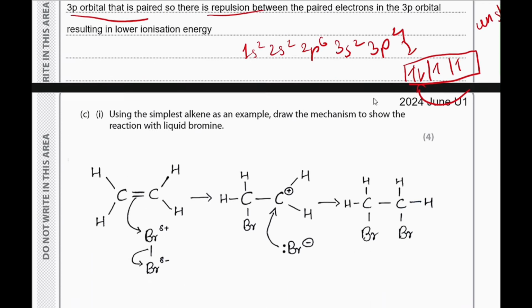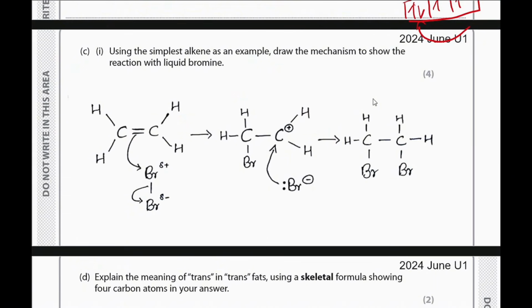Moving on, using the simplest alkene as an example, draw the mechanism to show the reaction with bromine. Now we know that when an alkene reacts with bromine, it follows a mechanism called electrophilic addition. So what happens is that at first, via heterolytic fission, one of the bromine atoms, or one of the halogens, in this case bromine obviously, being negatively charged, basically takes all the bonded electrons, and this causes the Br-Br bond to break down.